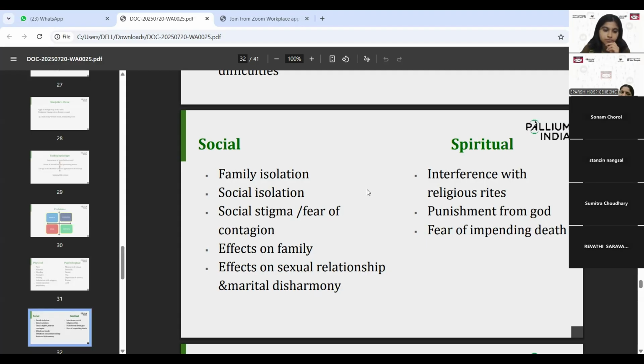Okay, so fear of impending death. Oh, what will happen after death? What is happening to me? Oh, this is my death. Like that, the patients may think many things.